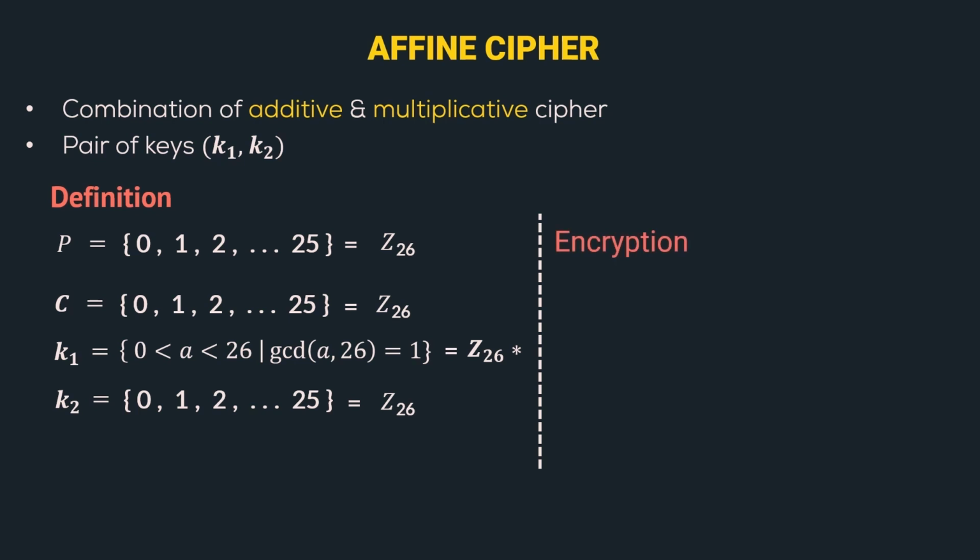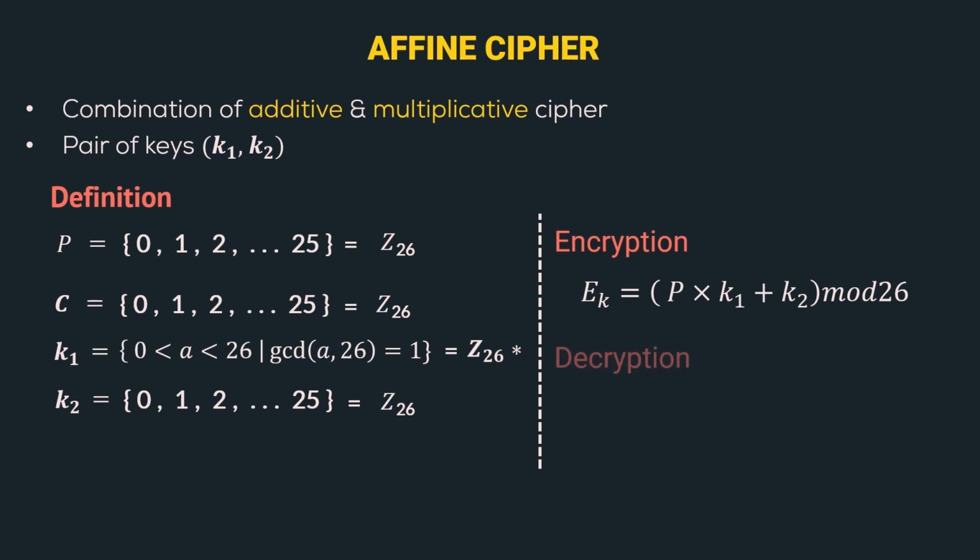Let's start with encryption algorithm. So the encryption algorithm of an affine cipher is EK equal to P into K1 plus K2 mod 26. So we can see in the encryption algorithm, we first perform the multiplication operation followed by the addition operation.